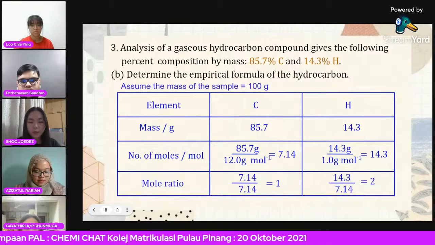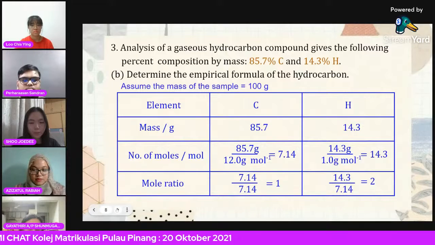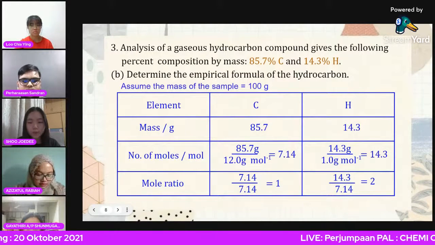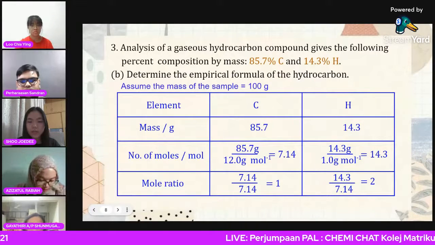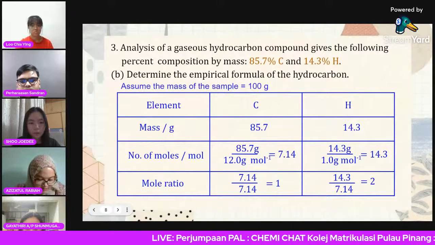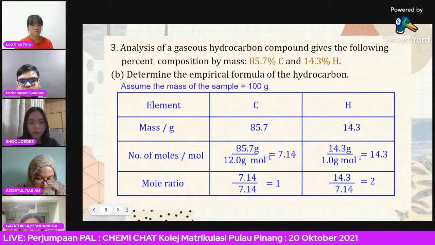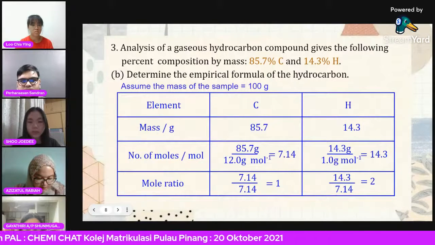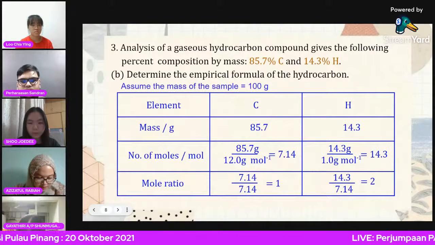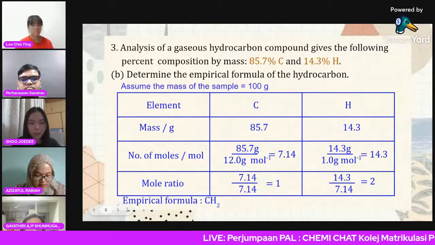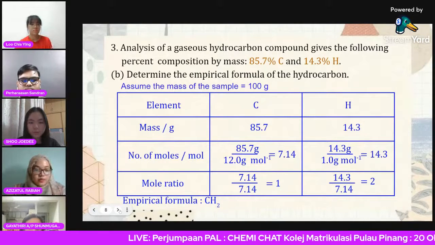In the last row, we are going to find the mole ratio. In order to find the mole ratio, we will use the number of moles that we have obtained in the third row and divide it by the smallest number of moles. So 7.14 divided by 7.14, we will get 1, while 14.3 divided by 7.14, we will get 2. As a result, the empirical formula of the hydrocarbon will be CH2.